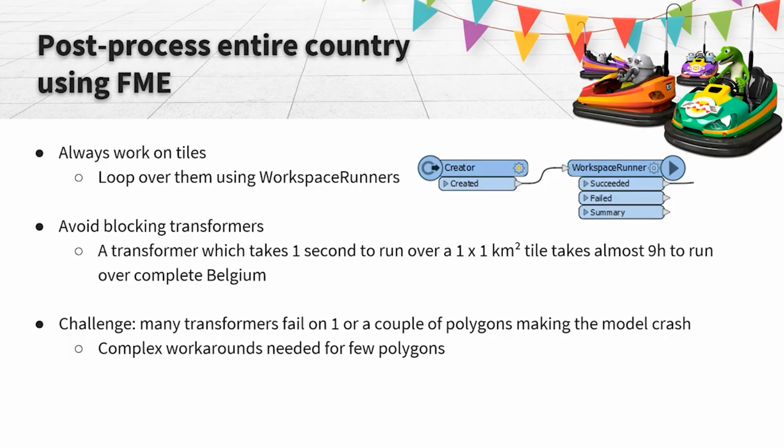How did we handle this? We kept working on 1x1 square kilometer tiles and used workspace runners to loop over each tile. Blocking transformers were avoided as much as possible. These transformers are always very slow. I did the maths, and a transformer which takes only 1 second to run over a 1x1 square kilometer tile, which is still relatively fast, takes almost 9 hours to run over complete Belgium. The more blocking transformers you can avoid, the quicker your processing will be.